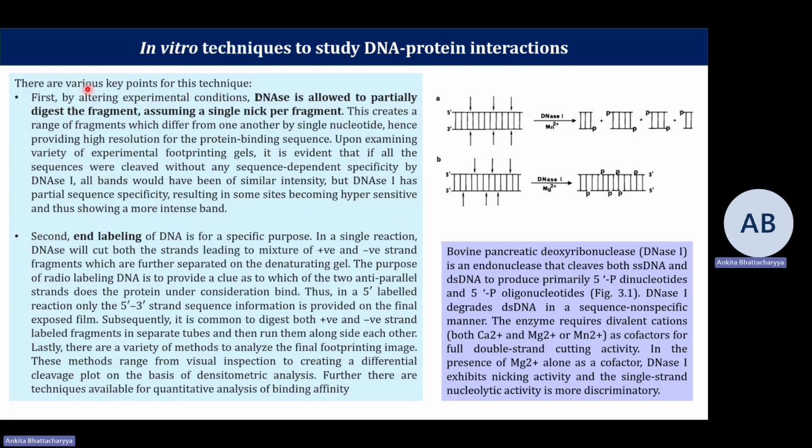The enzyme can utilize either of these two cofactors, either Mg2+, which is magnesium, or Mn2+, which is manganese, for full double-strand cutting activity. In the presence of only Mg2+ alone as a cofactor, DNase-1 shows its partial digestion effect. And instead of generating double-stranded cuts and chopping up DNA, it exhibits a nicking activity, and the single-strand nucleotide activity is much more discriminatory. So that is overall what we see here.